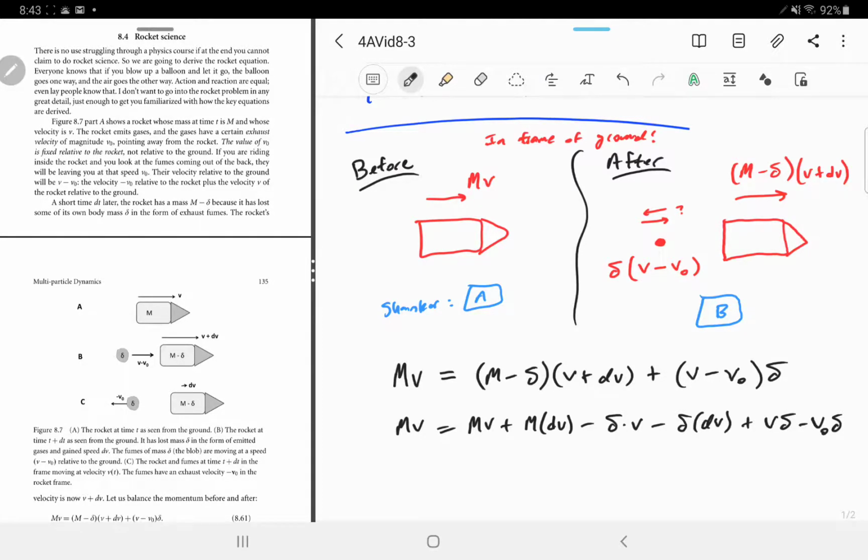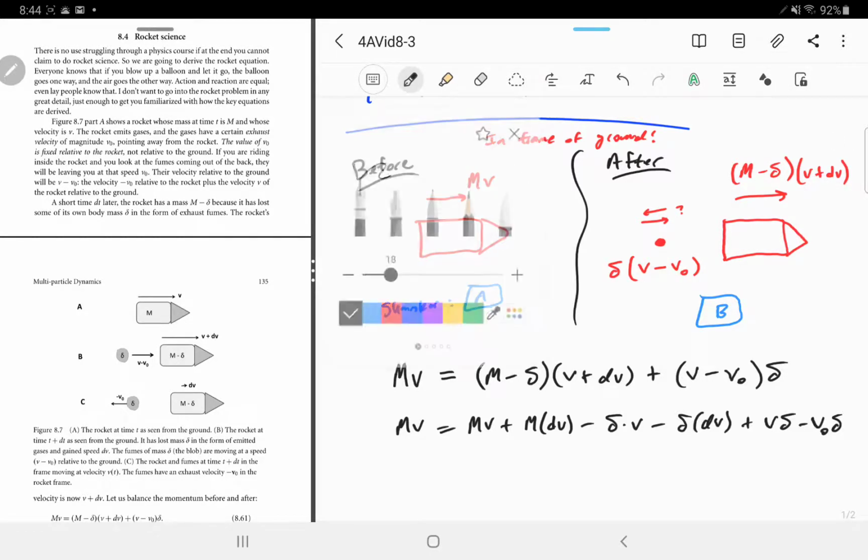And I want to remind you that v naught is the speed that the velocity comes out of the rocket. It's not the initial velocity of the rocket. The initial velocity of the rocket is v, and the final velocity of the rocket is v plus dv. So don't think of v naught as initial velocity. You just think of v naught as a constant. It's the constant velocity of the exhaust. The v is the initial velocity, and then the v plus dv is the final velocity.